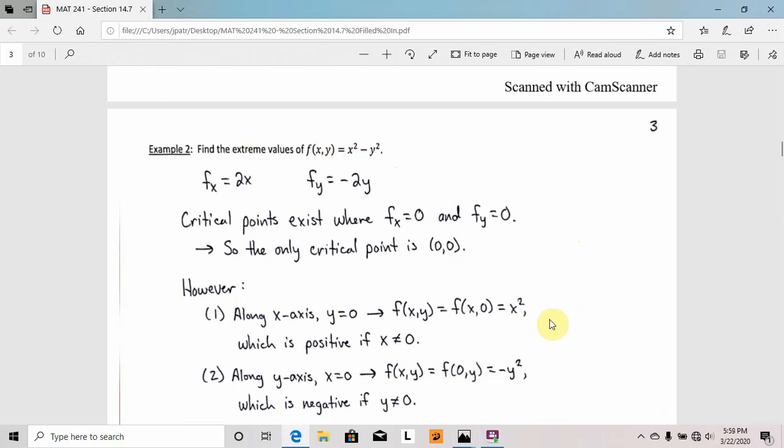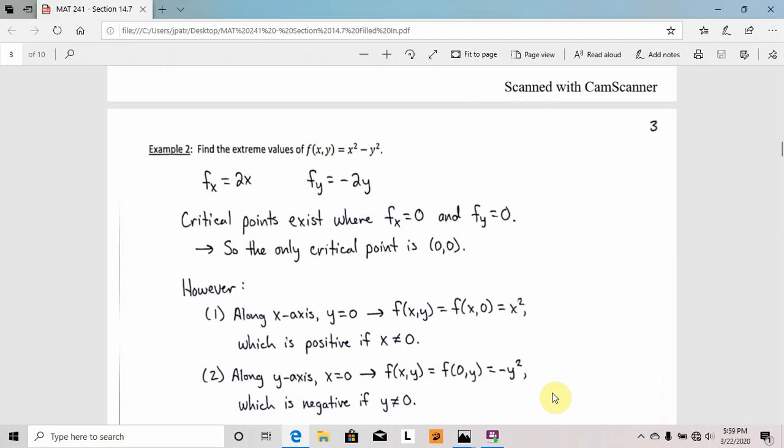However, this is the part that's kind of wild here, and this is where you get something different. Along the x-axis, y would be equal to 0, right? For every point in the x-axis, that's the way that works. But then f of xy would really just be f of x0, and that's just x squared, right? The minus y squared you wouldn't have because you'd just be subtracting 0. But x squared is going to be positive when x is not 0, okay?